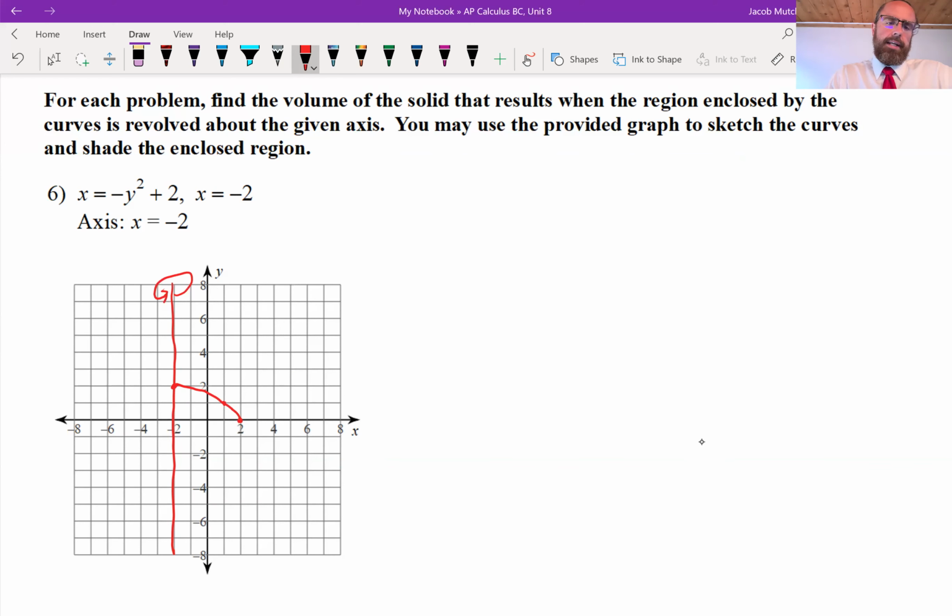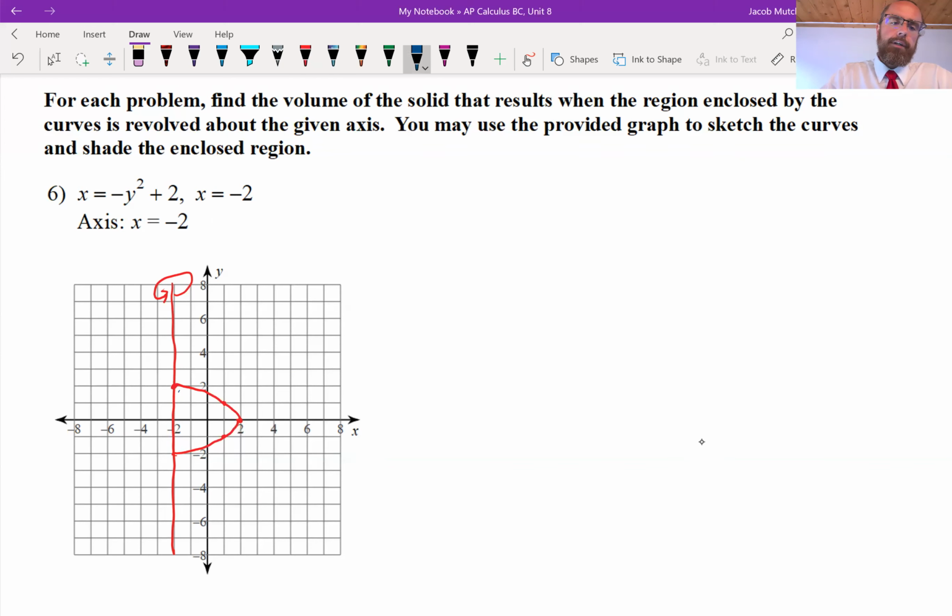Let's also consider negative values for y. So negative 1 squared is positive 1, negative 1 plus 2 is 1. So I see a symmetry here. It's definitely a quadratic or a parabola that's been turned on its side. Let's also consider y equals negative 2. So negative 2 squared is 4. Negative 4 plus 2 is also negative 2. So that fills in the picture.